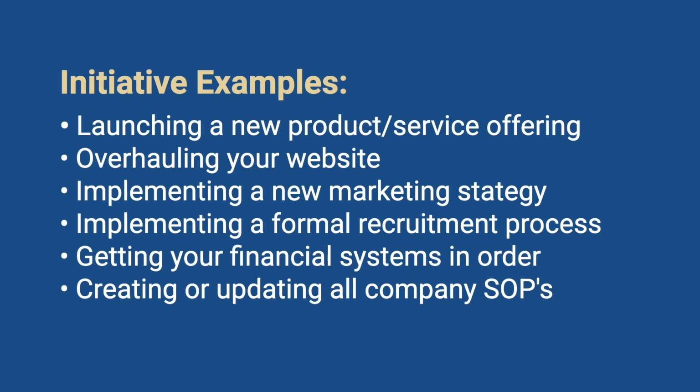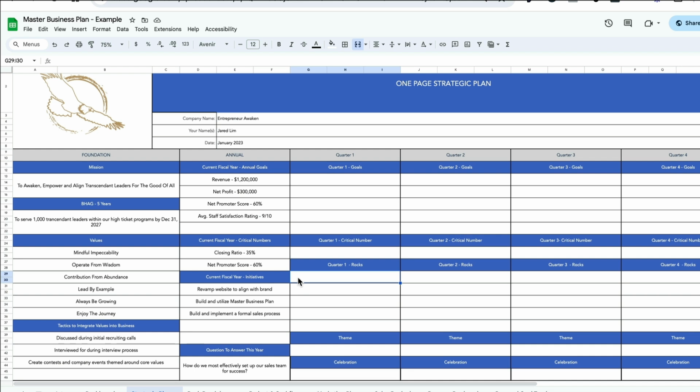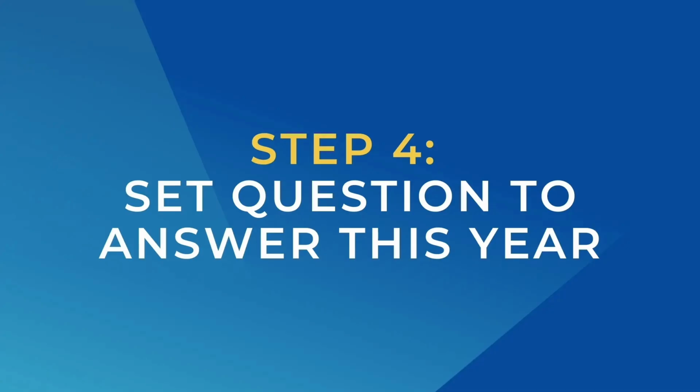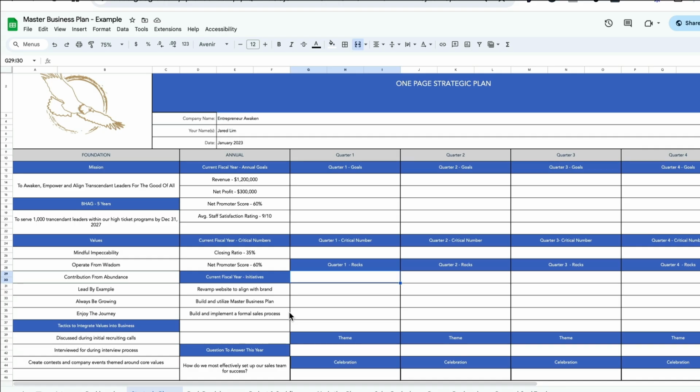So really, these are the bigger picture, long-term priorities that are going to help you to systemize and scale your business long-term. So you can see I plugged in some examples here. So revamping website to align with brand, building and utilizing your master business plan, and building and implementing a formal sales process. And then finally, what's the question to answer this year? So if you could only guarantee that your company answers one question this year, what would be the highest impact question? So for example, I put, how do we most effectively set up our sales team for success? Which again relates to the critical number of closing ratio.